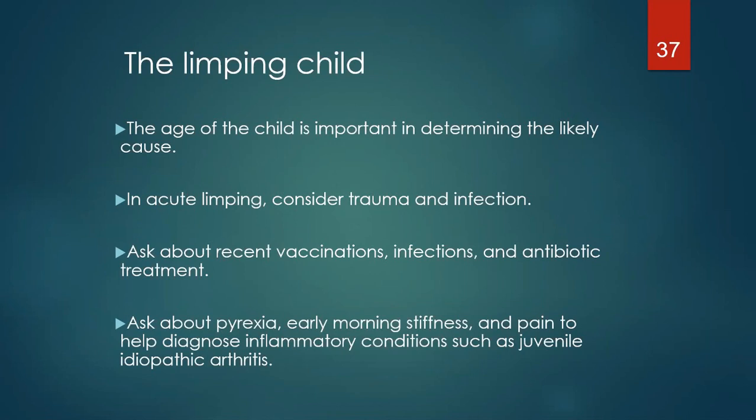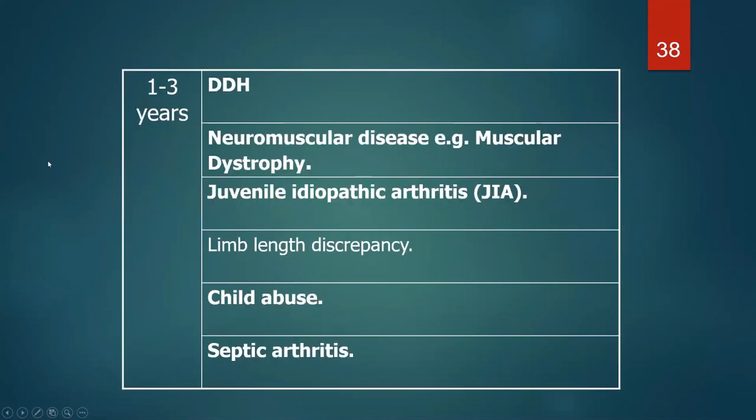In acute, you have to consider trauma and infection. You always have to ask about recent history, about recent vaccination, infections, and antibiotic treatments. You have to ask about pyrexia, early morning stiffness, and pain to help diagnose inflammatory conditions such as juvenile idiopathic arthritis.